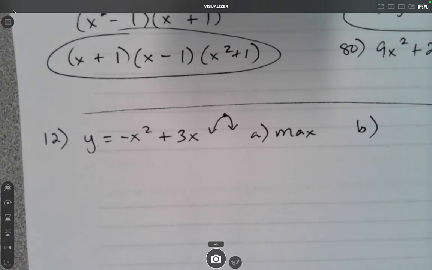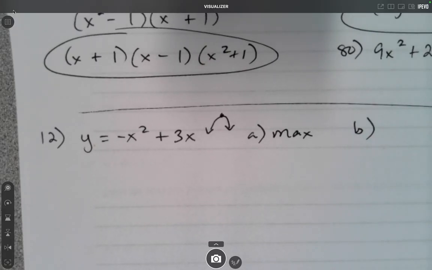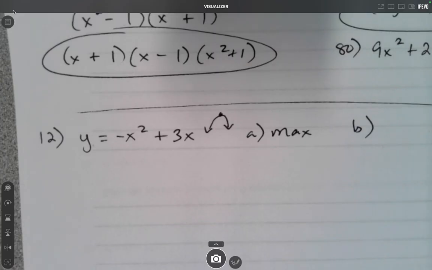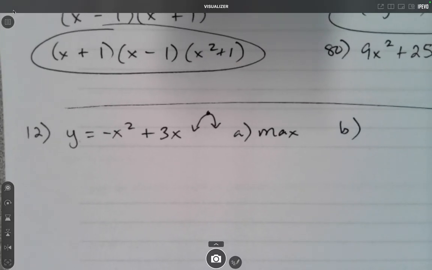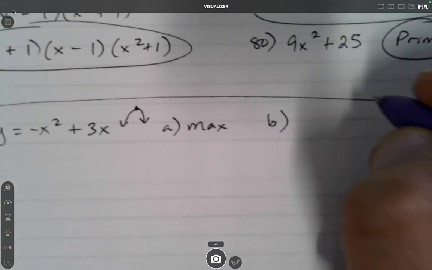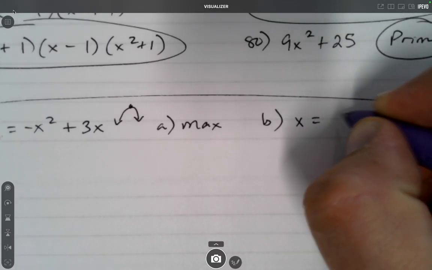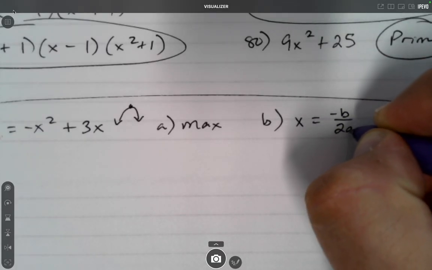Then part B asks us what are the domain and range of the function. No, sorry, I'm having trouble reading the right things. My apologies. B says state the max or minimum value, which in our class I want you to tell me the x value for where that occurs. So we have negative b over 2a is how we find that.